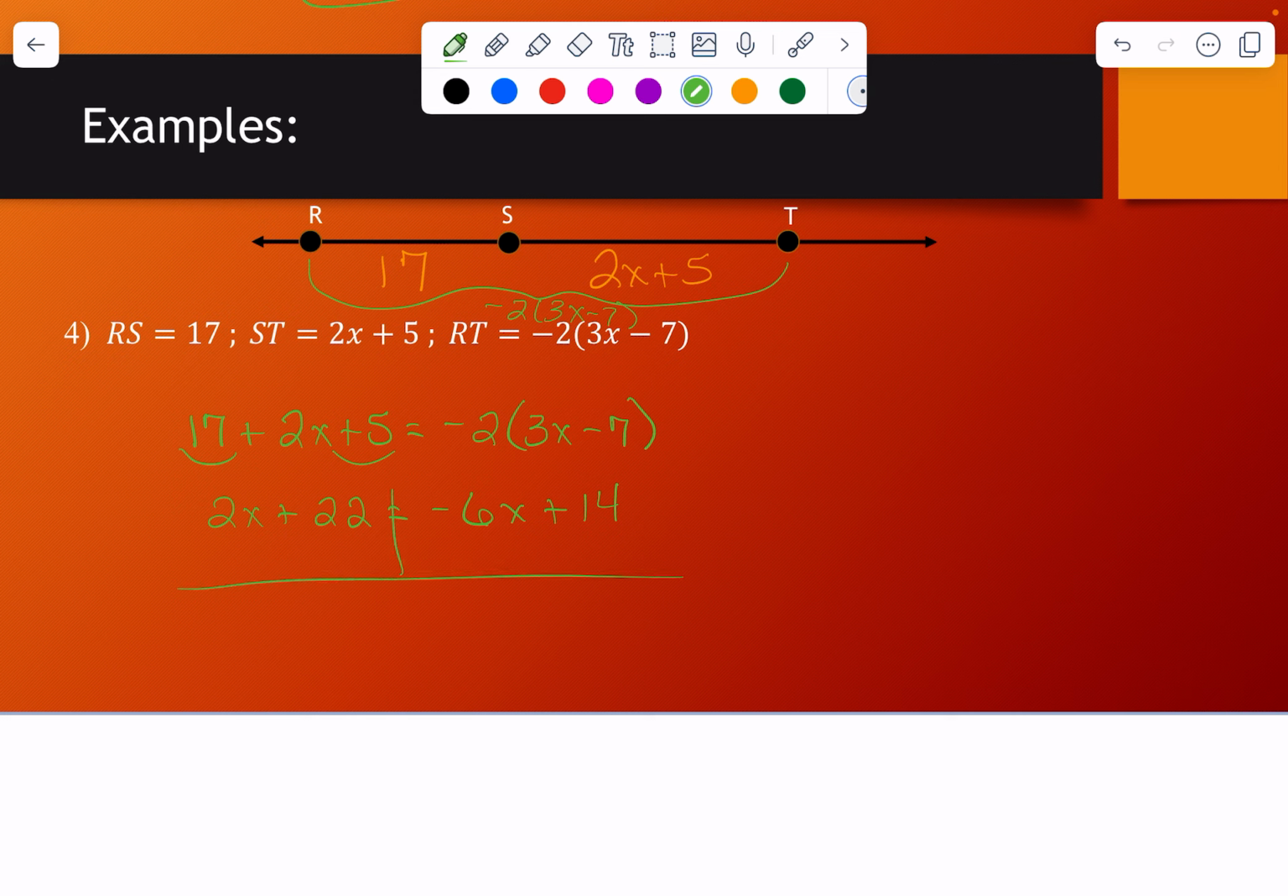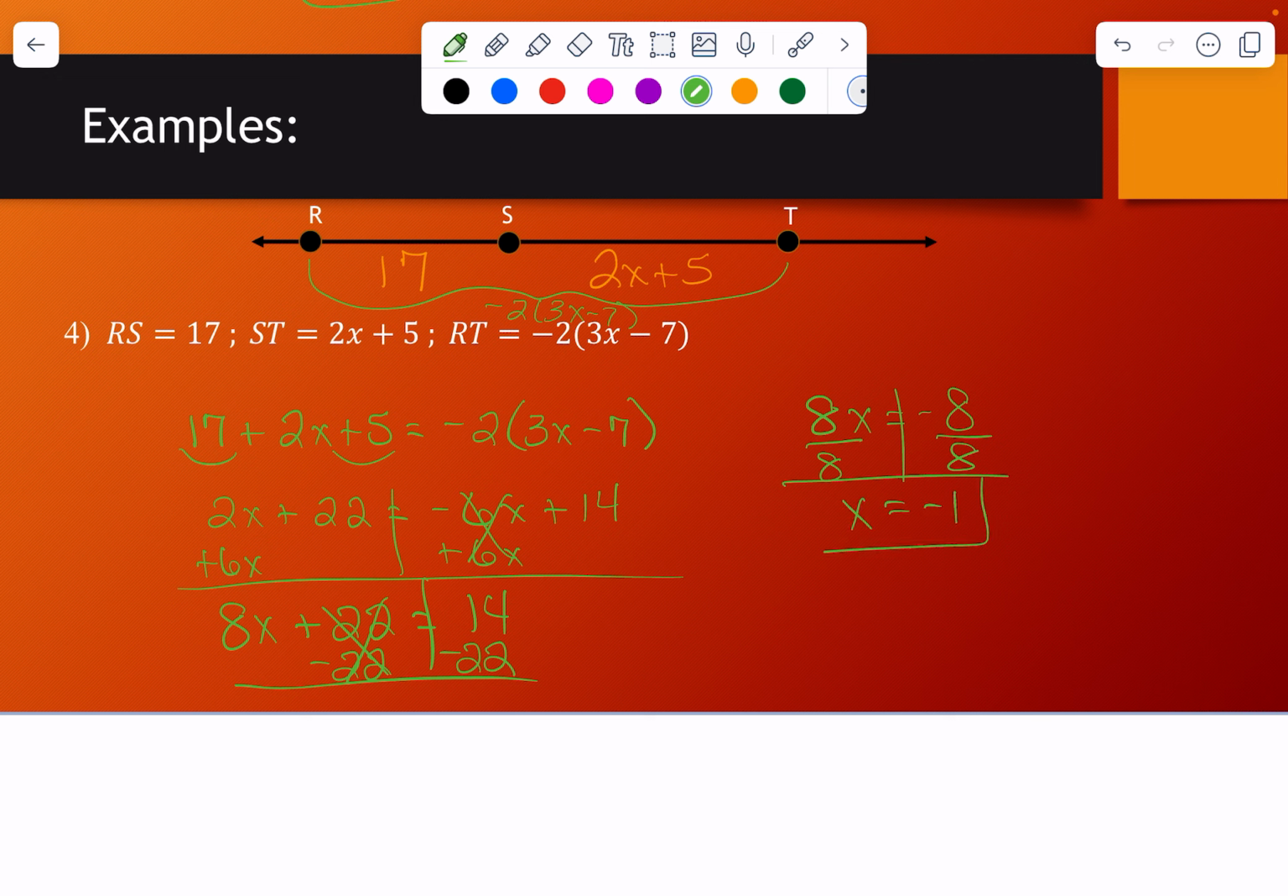Now we're going to move some. So I'm going to move my 6x to the left. I'm going to do that by addition. Then I'm going to move my 22 to the right. And that would end up giving me 8x equals negative 8. I would divide that by 8, and x would equal a negative 1.